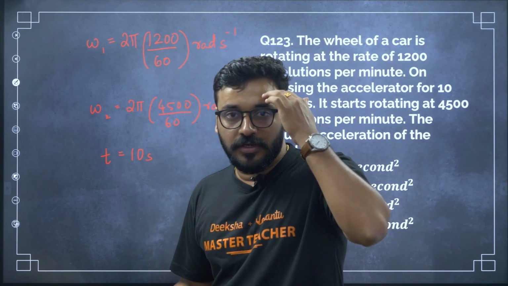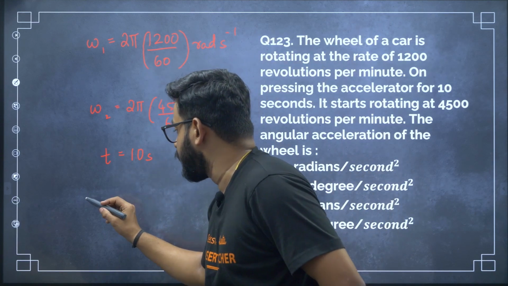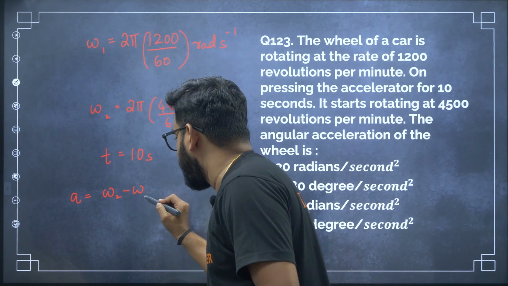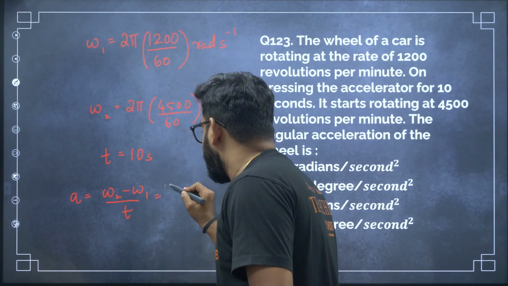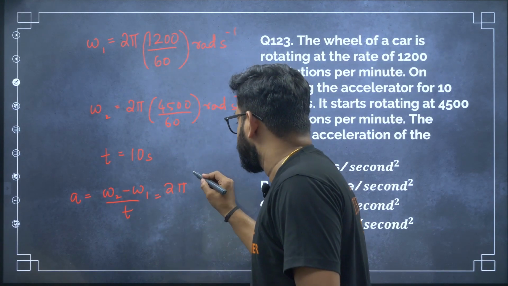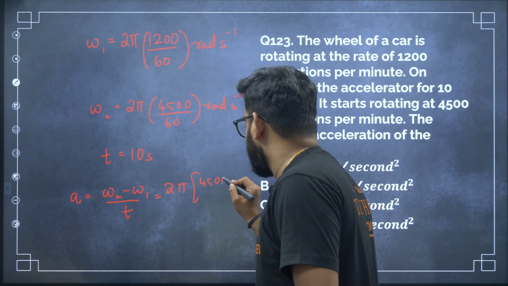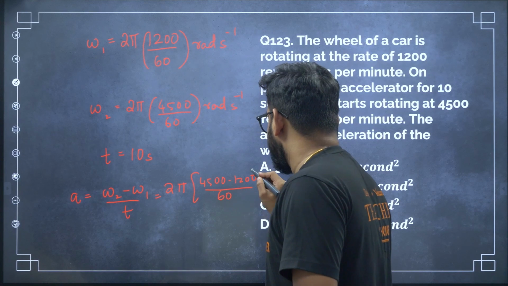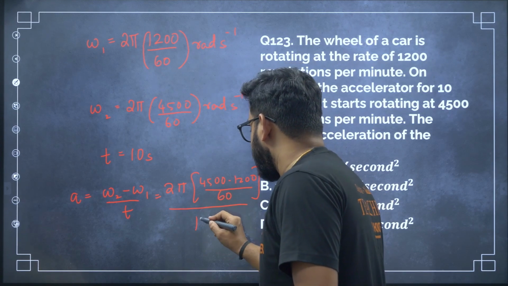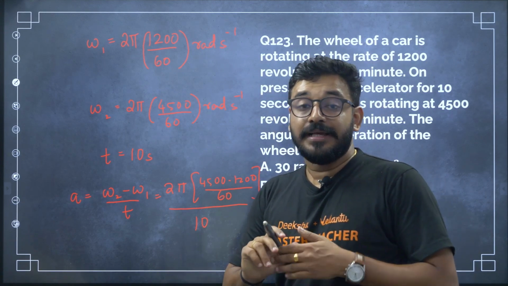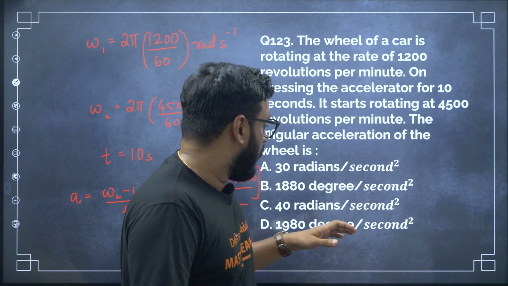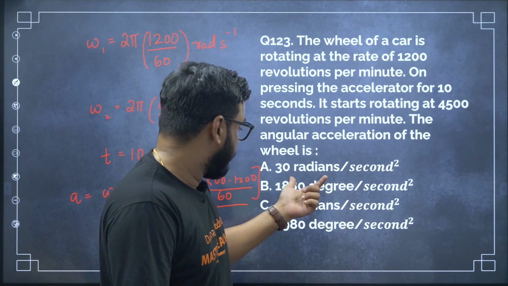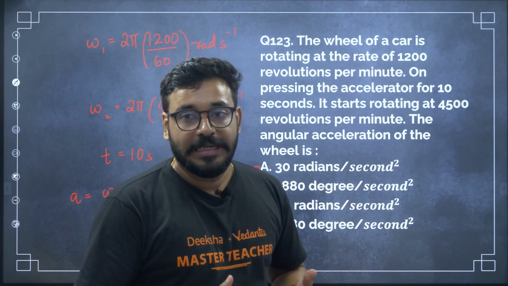So angular acceleration, first of all, if you want in radians, you can do the direct one. So we have acceleration is equal to omega 2 minus omega 1 by t. So we have 2 pi common at both the places. So you have 4500 minus 1200, because the common divisor is 60, whole divided by 10. Now this will fetch you an answer in radians per second, but according to our options, 30 and 40 is not possible. So basically we have to try with the 180 and 1980.